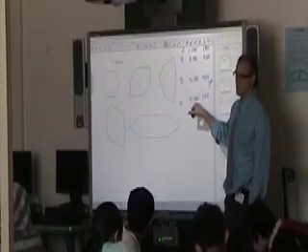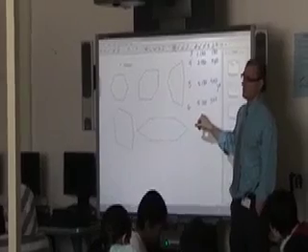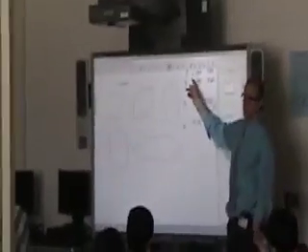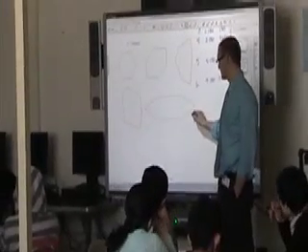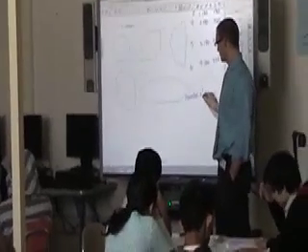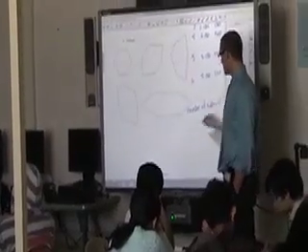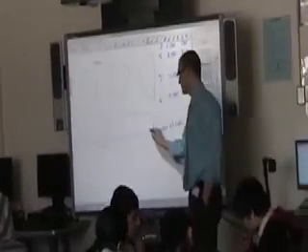4 times 180. What do you think the pattern is? 1, 2, 3, 4. What's the relationship between 3 and 1? You subtract 2 from the number of sides. So I subtracted 2 from the number of sides. And what do I do to that number? Times by 180.